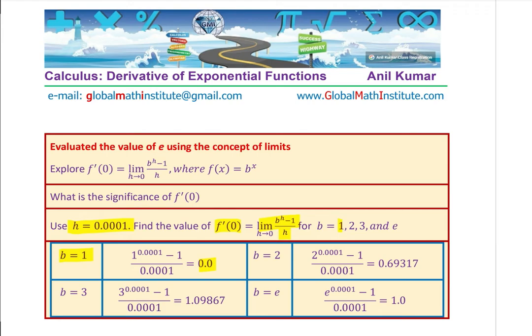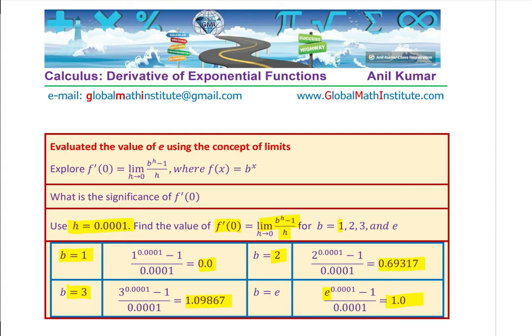But as we increase to b equals 2, we find that the value is 0.693, less than 1. But when b is 3, this is 1.09, which is more than 1. And therefore, in between, we should get the exact value. And for that, we tried this number e, which gives you exactly 1. That's Euler's number, right?